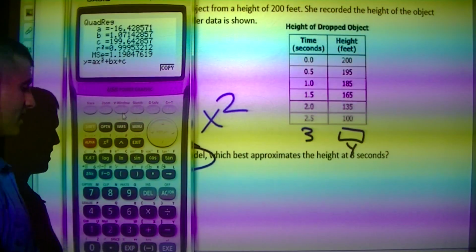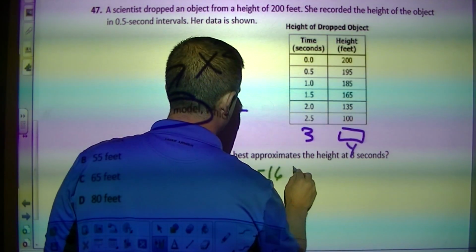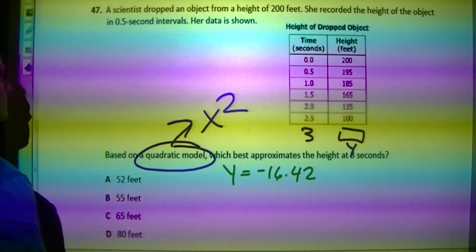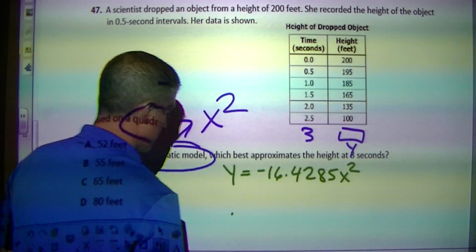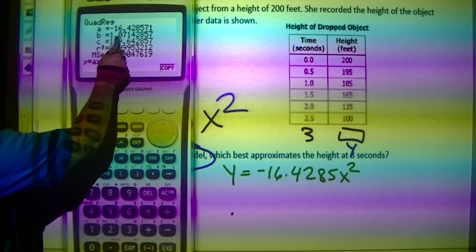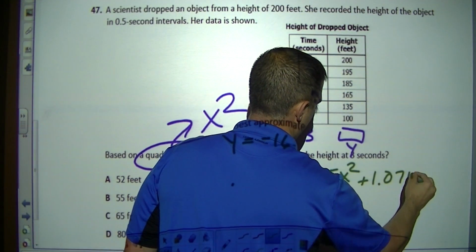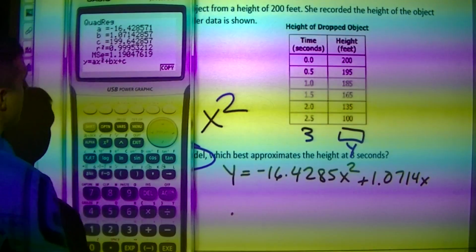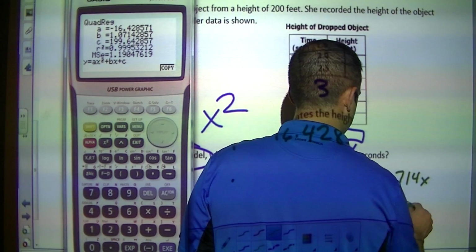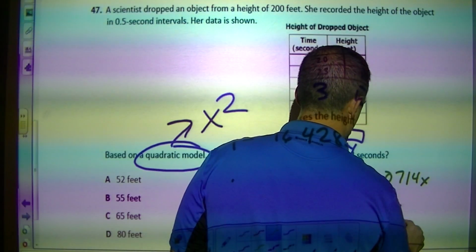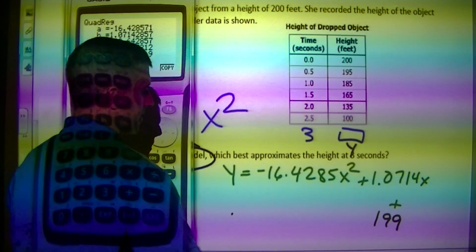So I'm going to write down 4 decimals for each of these. So it's going to be y equals -16.4285 x squared. The next one's going to be 1.0714 x. The last one's going to be 199, plus 199.6428.